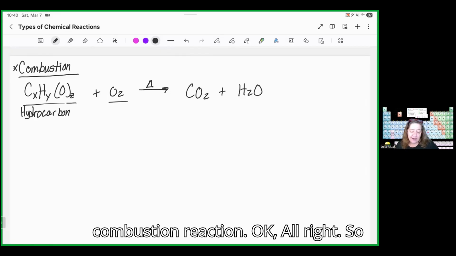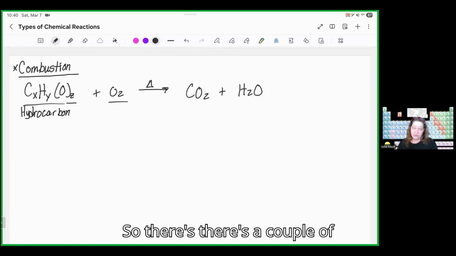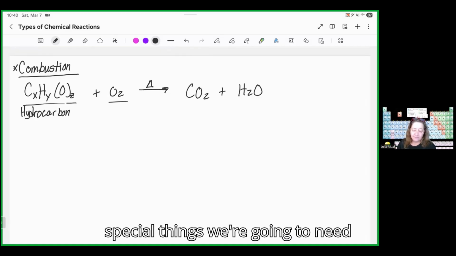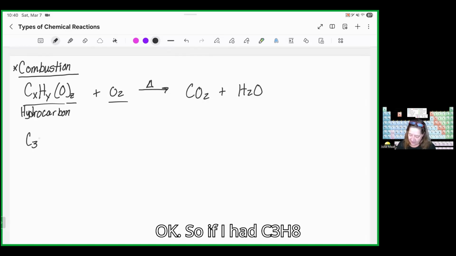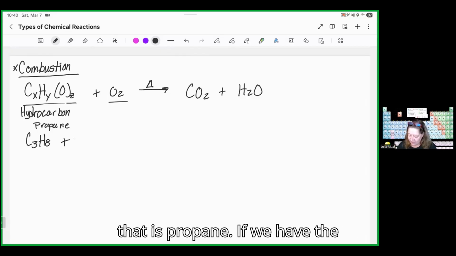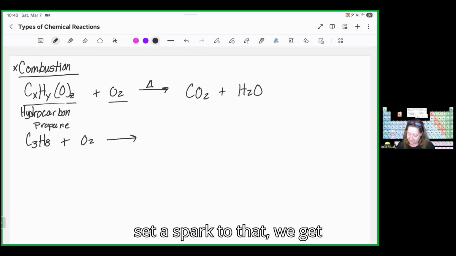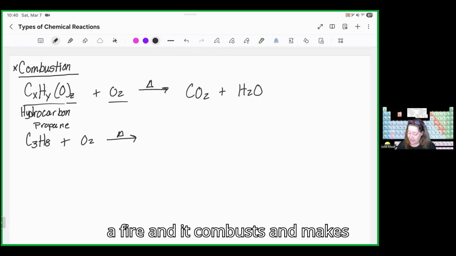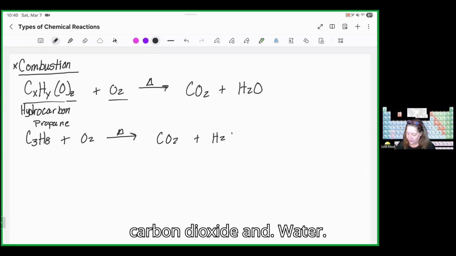All right, so let's do a couple of these. There's a couple of special things we're going to need to do with combustion reactions. If I had C3H8, and by the way, that is propane, like your propane tank on your grill at home, if we have the oxygen gas in the air and we set a spark to that, we get a fire, and it combusts and makes carbon dioxide and water.